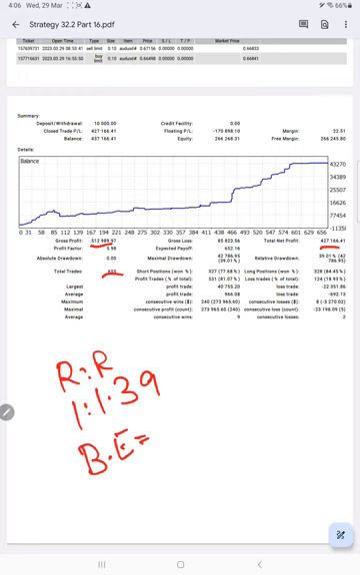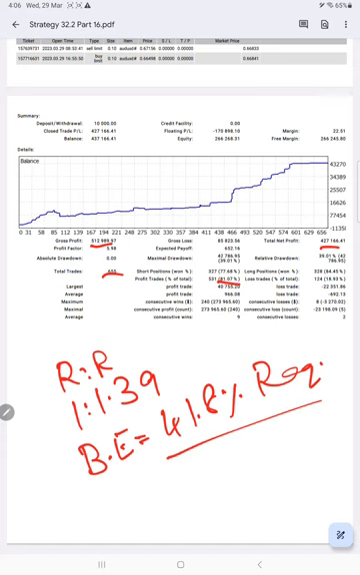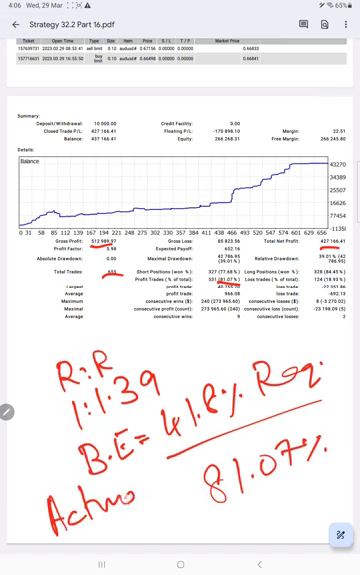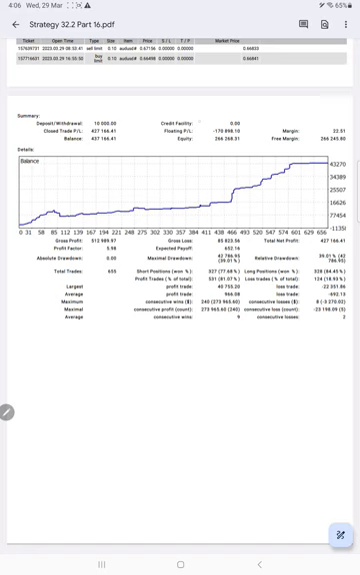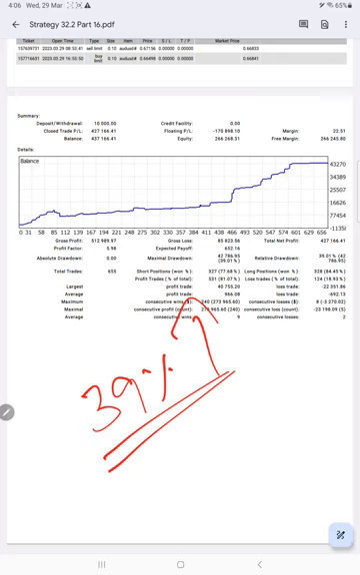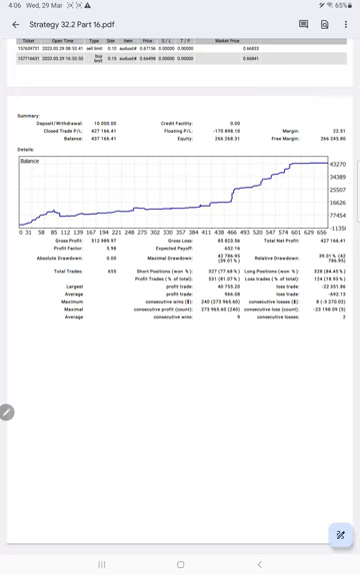If we calculate the break even for this account to survive, we need an accuracy percentage. The accuracy required is 41.8% for this account to survive. You see our current accuracy, which is much higher: 81.07% is the actual accuracy. So this is what is required and this is what we are achieving. This itself shows this strategy is successful and making good profit. We are up by more than what is required, by about 39% more than what is required. So this shows this strategy is successful and making good profit.